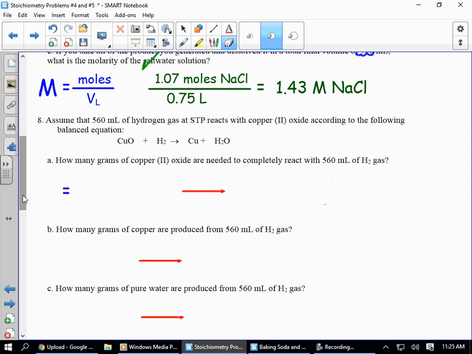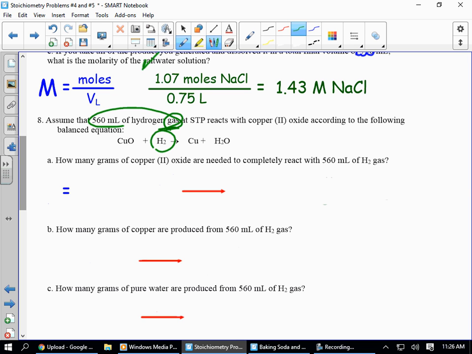All right, check out, see if number 8 is balanced. Knock these 3 out, and then come back and see if you did it correctly. All right, it is balanced. And the first thing we can see is it says we have 560 milliliters of hydrogen gas, which is interesting because it's in milliliters and it's a gas. At STP, it's going to react with copper 2 oxide. How many grams of copper 2 oxide are we going to need in order to completely react with the amount of gas that we have?